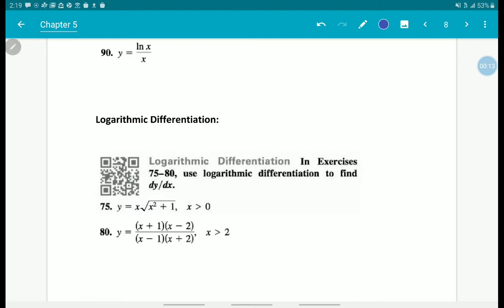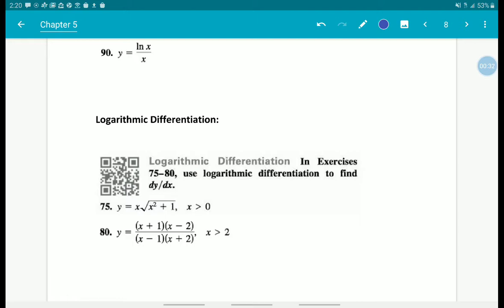Let's start with number 75. We have y equals x square root x squared plus 1. There is a domain restriction here, so we're not going to worry about that. That domain restriction will follow us through the problem, and you'll see why it is there in just a little bit.